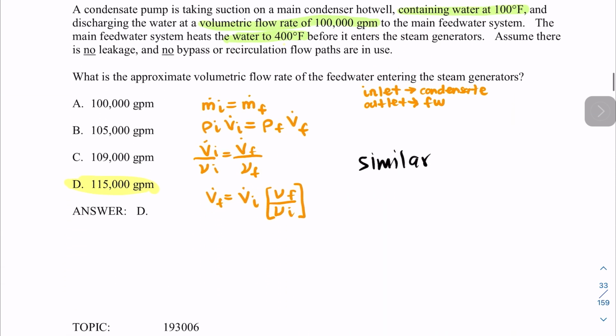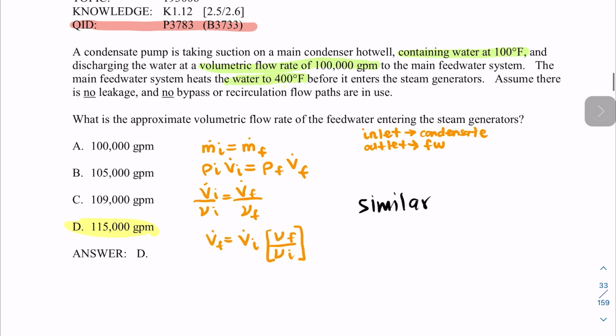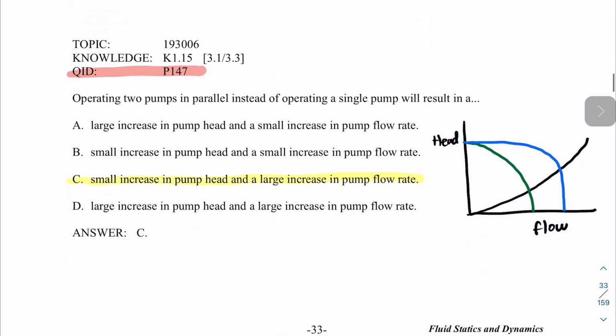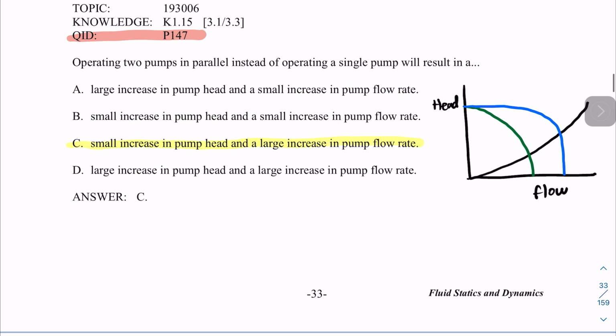So, and then I have this other one that is going to be similar. P3783 is just similar to that one, so I can just go ahead and solve that one. It's going to be pretty simple. So now I have this question. And now I'm starting to get into pumps, right?